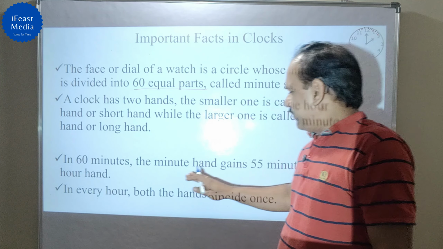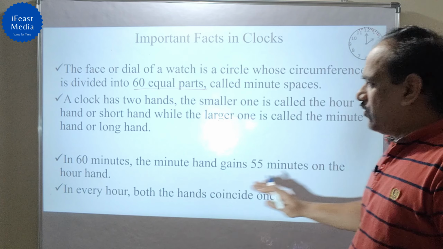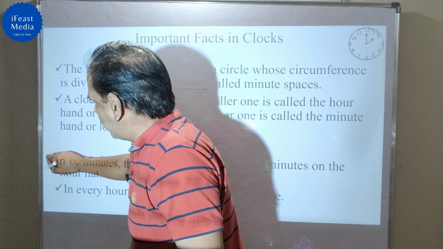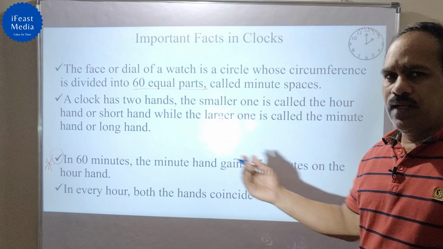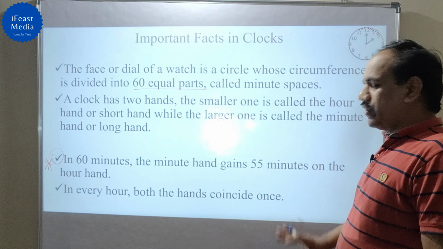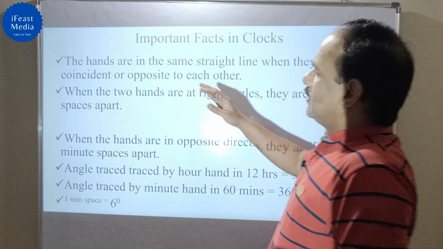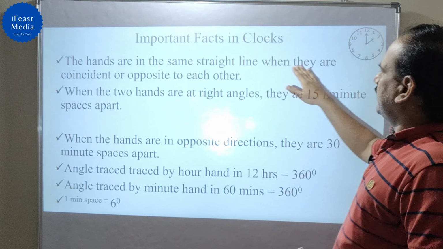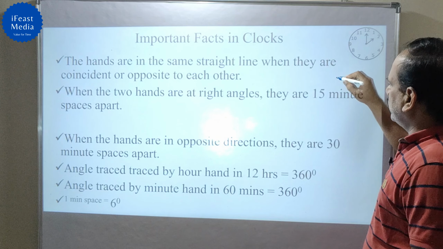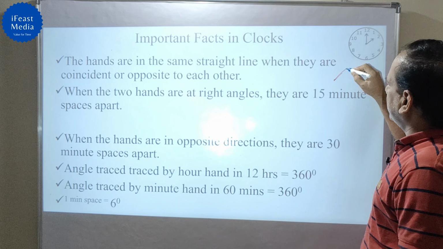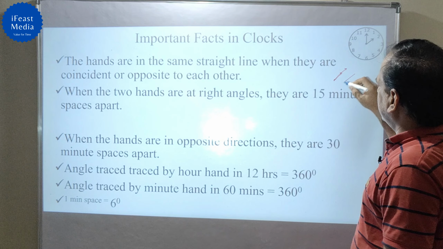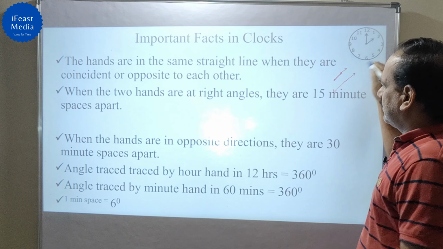In 60 minutes, the minute hand gains 55 minutes over the hour hand. This is a very important point. We will discuss this point later in detail in a problem. In every 1 hour, both the hands coincide once. The hands are in the same straight line when they are coincident or opposite to each other. When they are coincident, one lies upon the other, then also they are in the same straight line, or when they are opposite, then also they are on the same straight line.